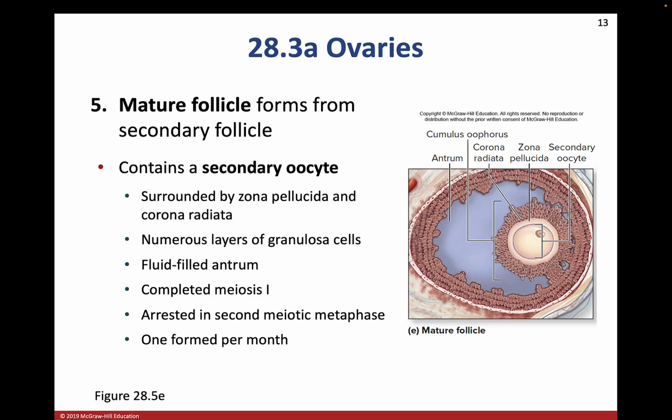Then we have a mature follicle, and this is originating from the secondary follicle. This actually contains a secondary oocyte. So now it's going to be surrounded by the zona pellucida and a corona radiata. There are many layers of granulosa cells, a very fluid-filled antrum, and the important thing to keep in mind here is that meiosis 1 has been completed. Now, this means that it will be arrested during the second meiotic metaphase, and this is something that happens 1 time per month with respect to the mature follicle.